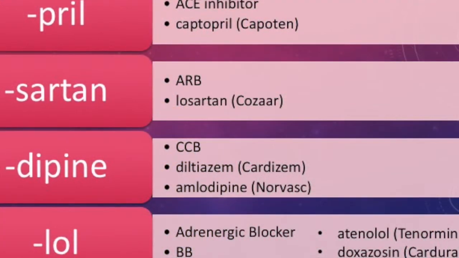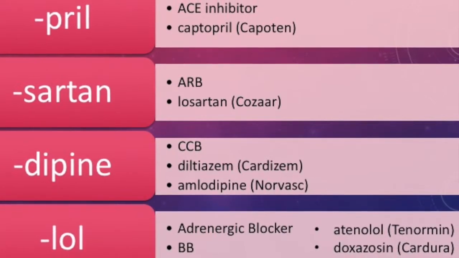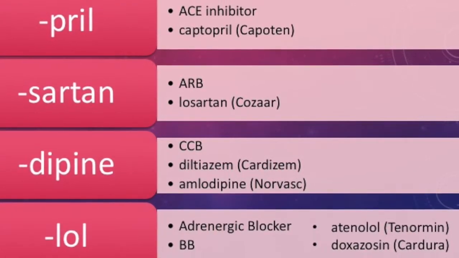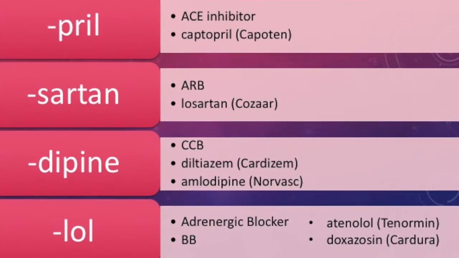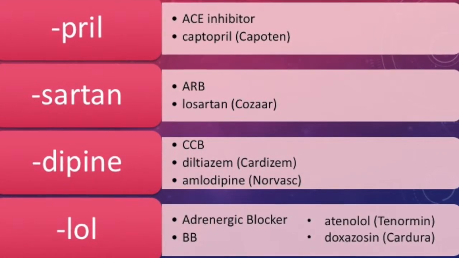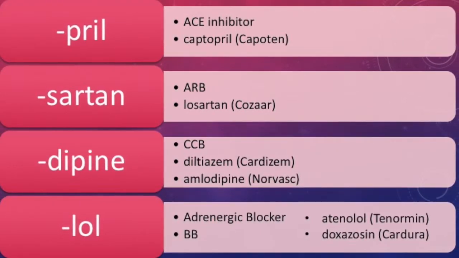Our pril medications, the suffix ending in pril, are ACE inhibitors, sartans are ARBs, dipine are calcium channel blockers, and LALs are the adrenergic blockers. So the pril, captopril; sartan, losartan; dipine, amlodipine; LAL, atenolol.